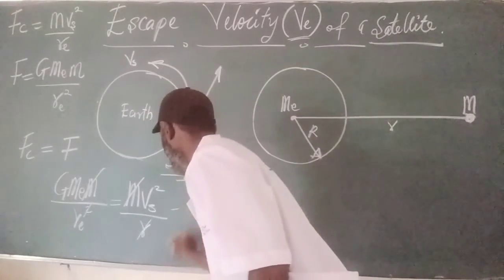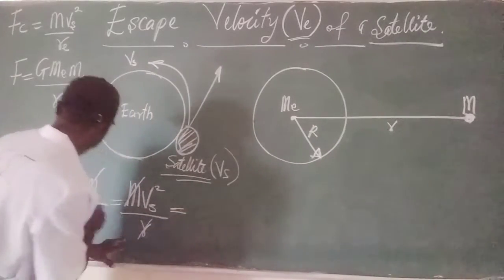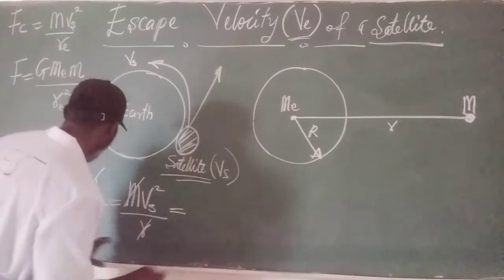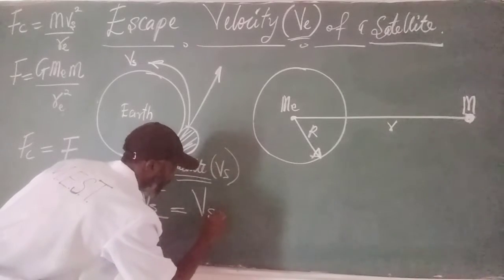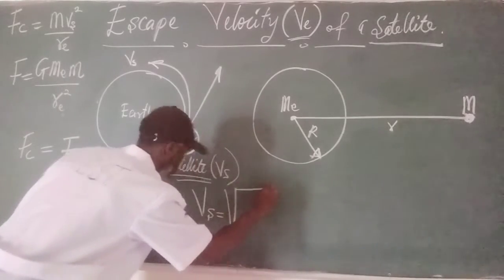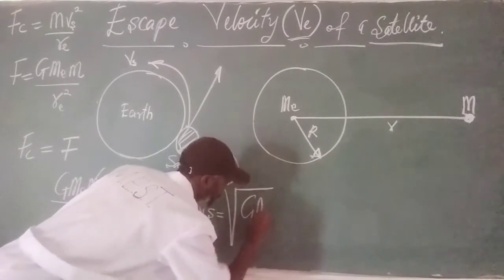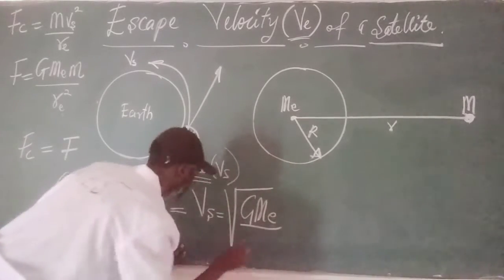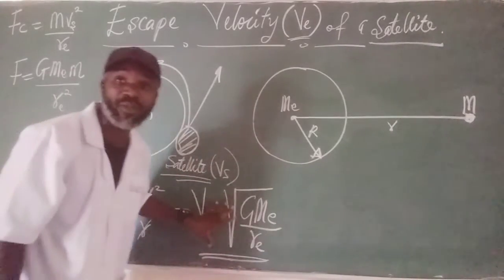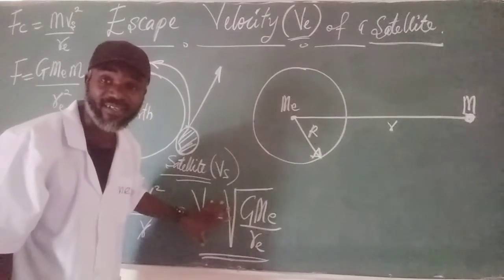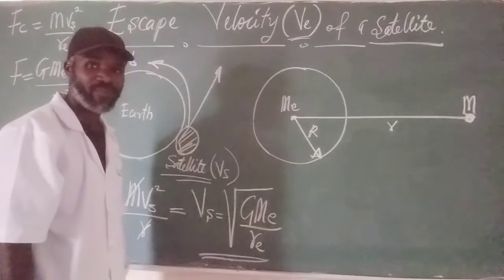And finally we now have the velocity of the satellite given as v equals the square root of G Me over Re. So with this formula, we can now calculate the velocity of the satellite.